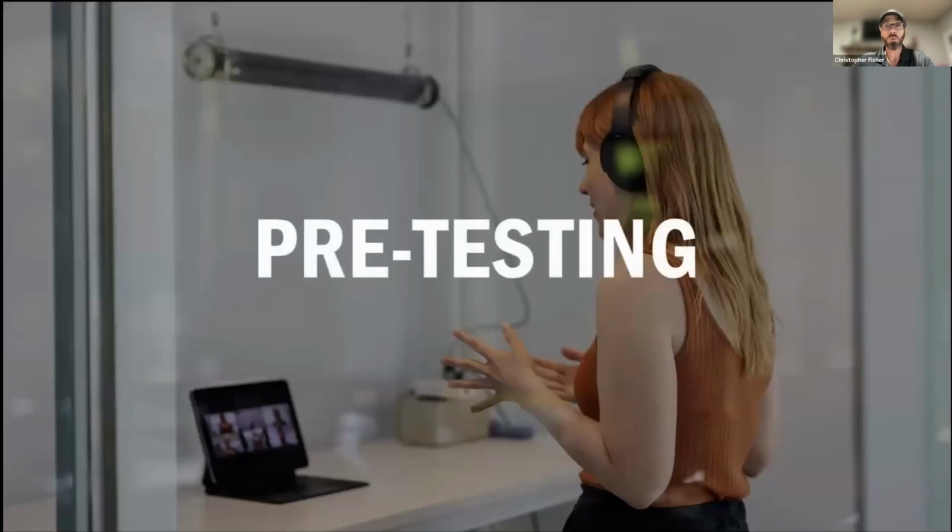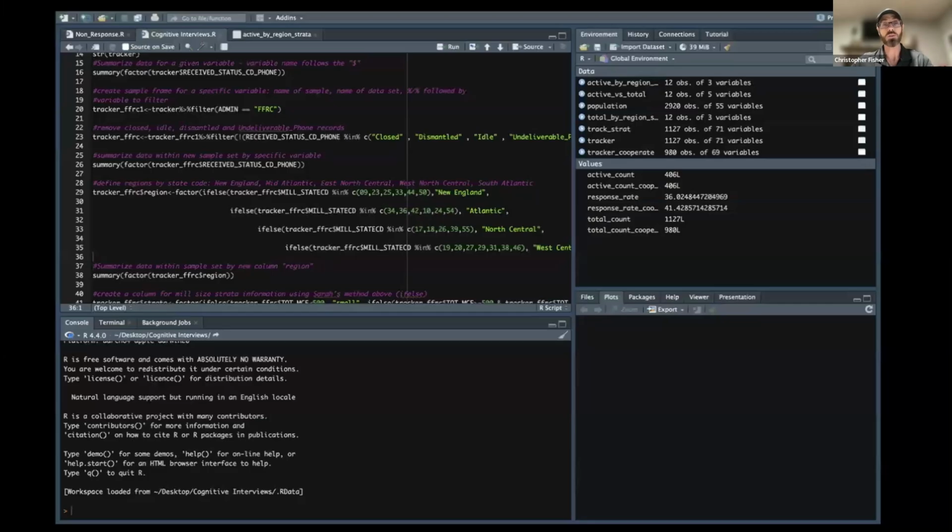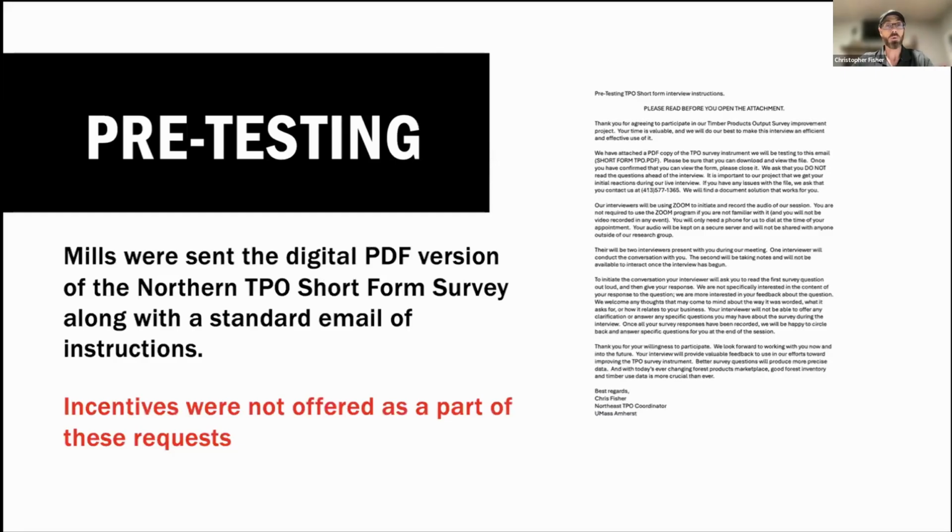So we developed a pre-testing method. We used those same strata, and we didn't want to send this survey to people who had just taken a TPO survey in 2023. So we eliminated that sample from the population, stratified the rest of the population by region as well as size, and pulled a sample of 60 records. We were trying to get at least 10 cognitive interviews so that we could ask some folks about these questions, and we would assess the burden that it put on them to find these records and get us our answers. Pulled some R code, got our sample.